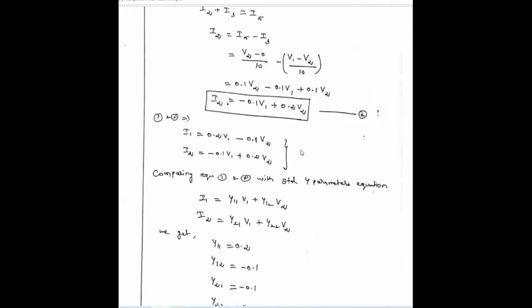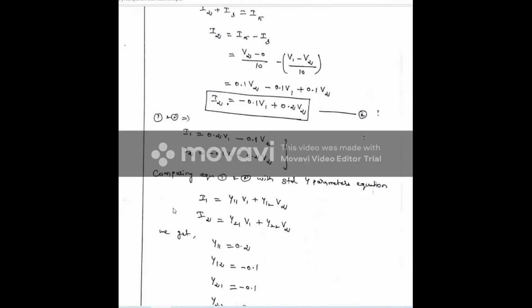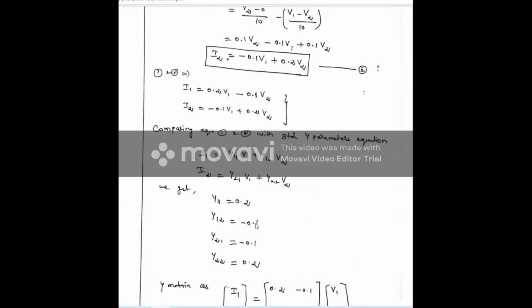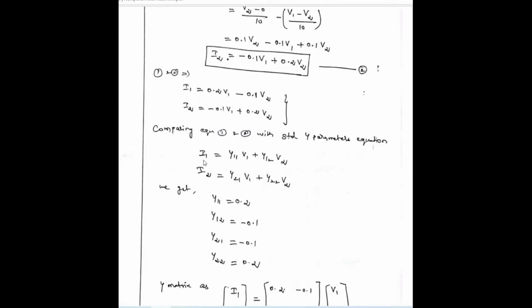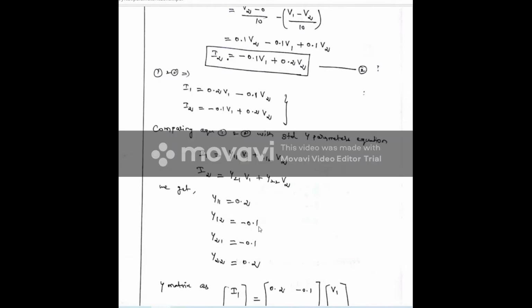Comparing these two equations with the standard Y parameter equations, what is Y11? Y11 is the coefficient of V1 in the I1 equation. So in the I1 equation, the coefficient of V1 is 0.2. Y12 is the coefficient of V2, so Y12 equals minus 0.1. Similarly, Y21 is the coefficient of V1 in the second equation. So Y21 is minus 0.1 and Y22 is 0.2.